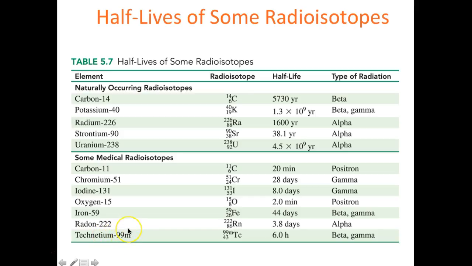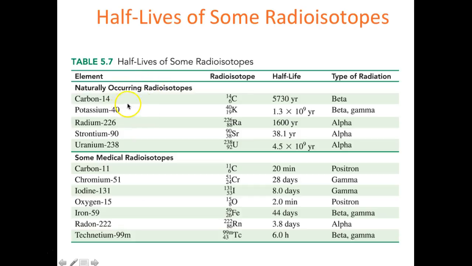Oxygen and fluorine are used in detecting blood flow, any stoppages of blood flow, and so on. And then you have strontium and calcium, which are used in detecting diseases of the bones, etc.